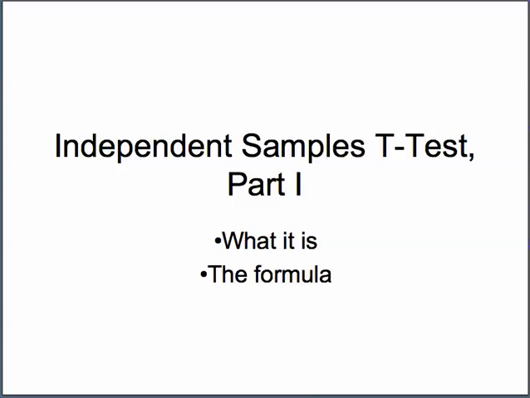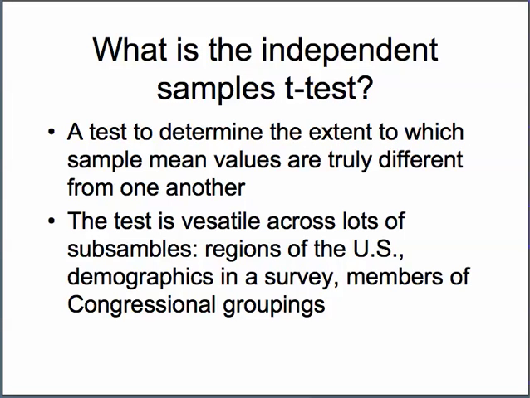This presentation is the first of two presentations on understanding, calculating, and interpreting an independent samples t-test. The independent samples t-test is a versatile test that works when we have two subsets of a larger sample of data, and we want to test whether or not there are significant mean differences between the subsets. There are many instances where this test is appropriate.